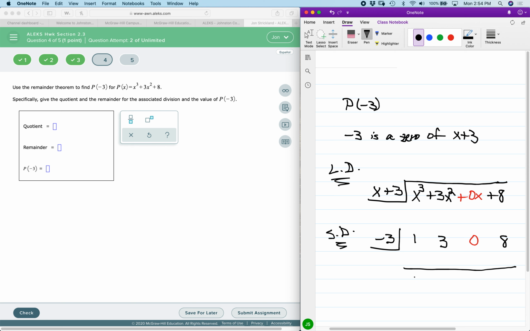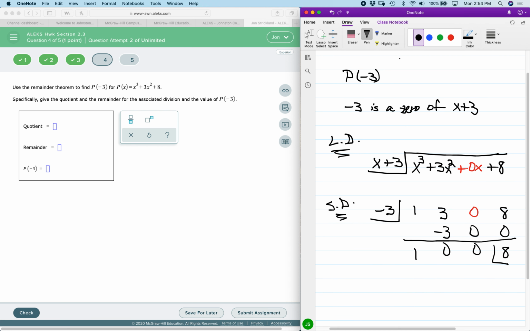Okay, so bringing down the 1. -3 times 1 is -3. 3 and -3 is 0. -3 times 0 is 0. 0 plus 0 is 0. -3 times 0 is going to be 0. 8 plus 0 is going to be 8. And what is going to happen in this particular case is that the remainder is going to be equal to 8.